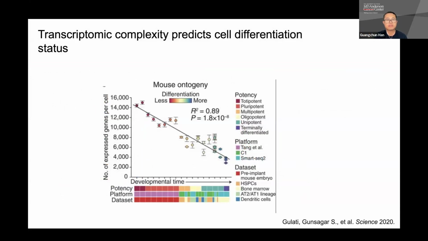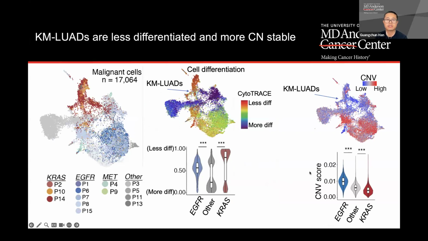One of the features we could get is based on a published study. This beautiful study from Stanford University indicates that at the single cell level, people can use transcriptomic complexity as a measure to predict the cell differentiation level or differentiation status. Based on this idea, we ran a computational tool called CytoTRACE to predict the cell-level differentiation status. This slide shows the prediction result.